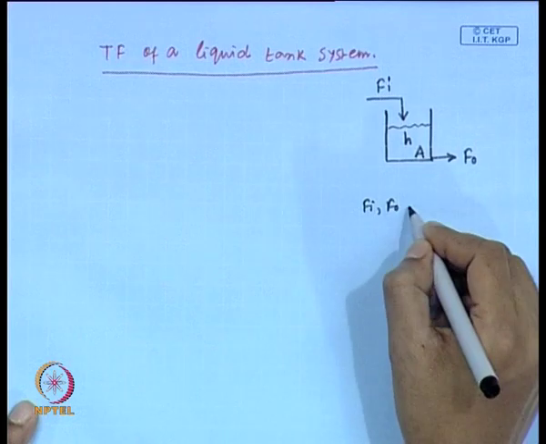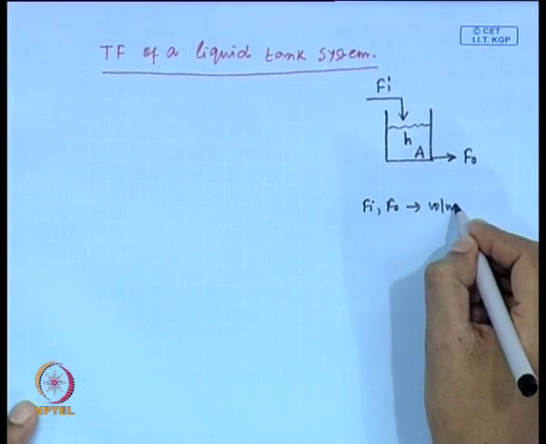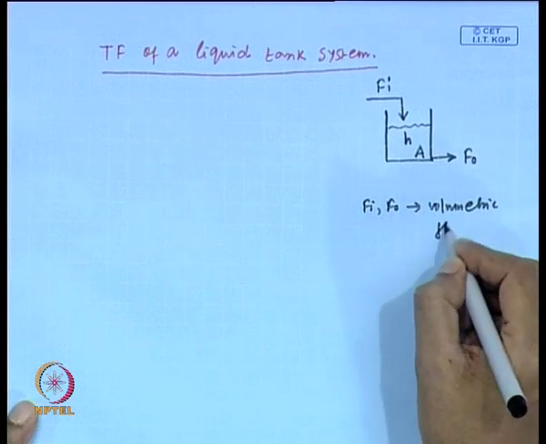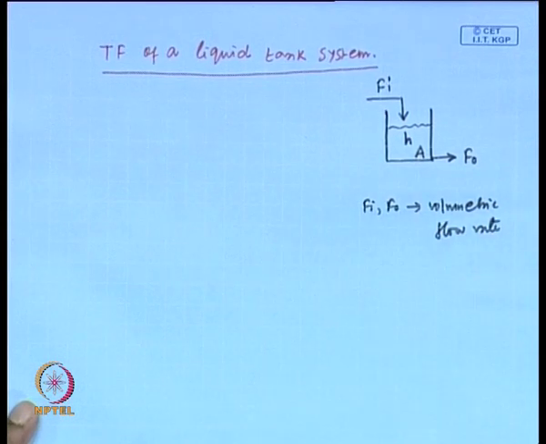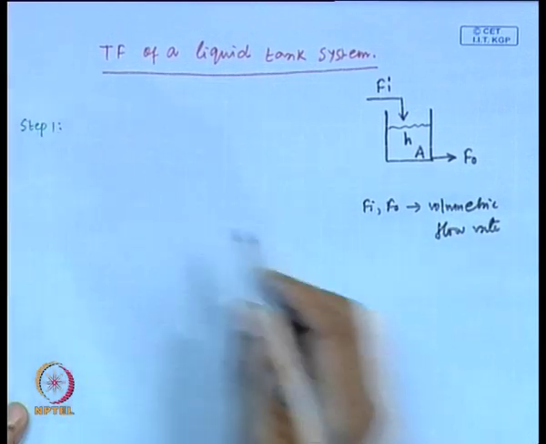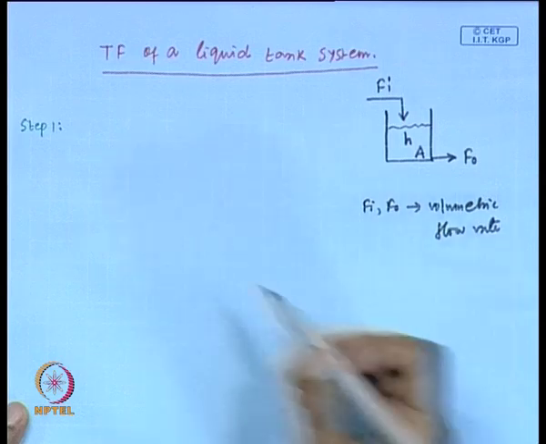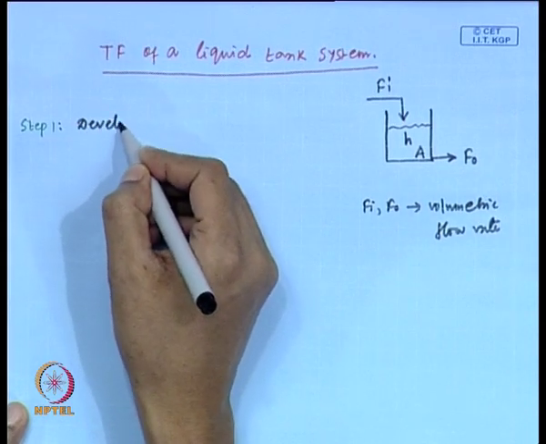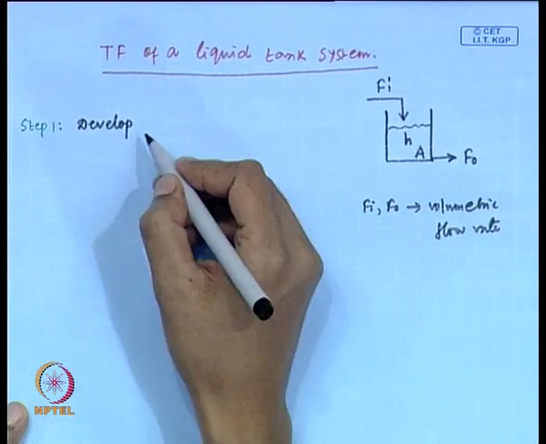F I and F naught both are in terms of volumetric flow rate. So, F I and F naught are the volumetric flow rate. I hope we have considered this example previously. Fine. So, we will discuss stepwise. In the first step, we need to develop the model.